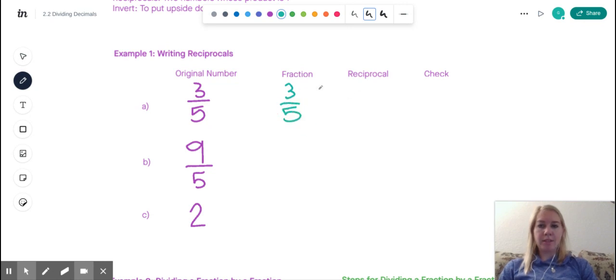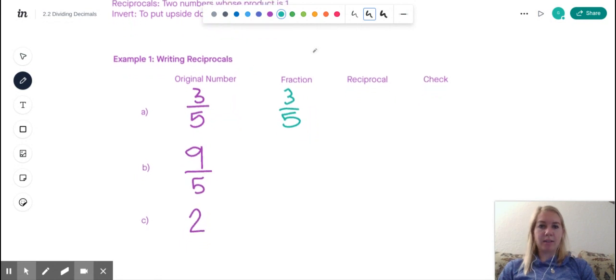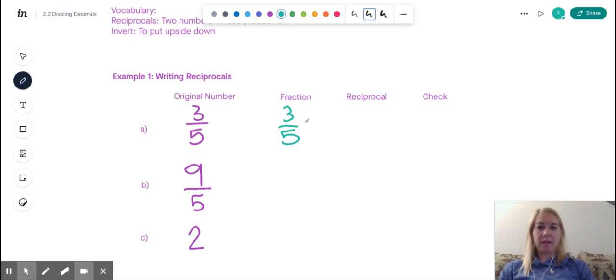Now we need to write the reciprocal, and if you remember, the reciprocal is two numbers whose product is 1. To do that, you invert, or put upside down, your fraction. So in other words, the 5 is going to become the numerator, and the 3 is going to become the denominator. So what I did here is I moved 5 from the denominator to the numerator, and I moved 3 from the numerator to the denominator.